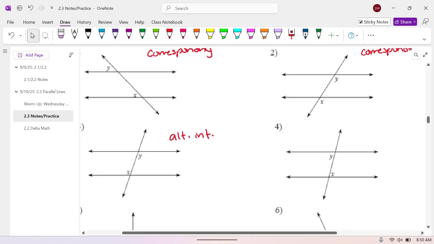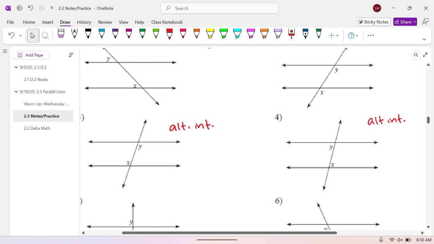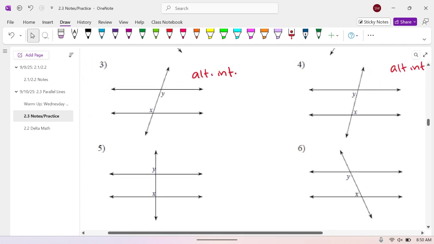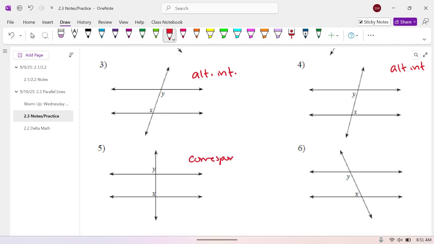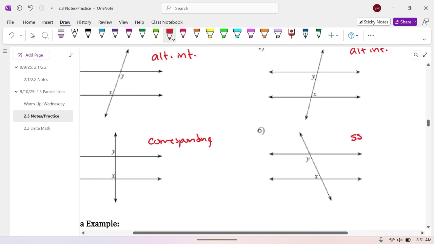4, still alternate interior. What about 5? They're corresponding again. And 6. Those are same side interior.